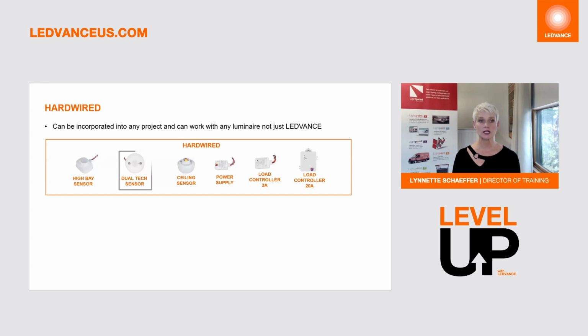On the other 2 that you see here next to it, the ceiling sensor and power supply, these 2 typically always go together unless you can get 12 volt aux from a nearby luminaire and power the sensor with that. Otherwise, the sensor needs to have power supplied to go with it. And the last 2 that you see here are the 2 options for zone controls. You've got a 3 amp or you have a 20 amp. It just depends on how many amps you are going to be operating and which one you need.